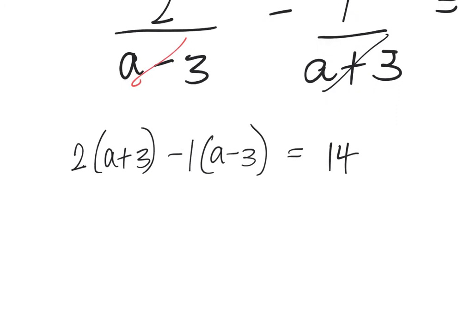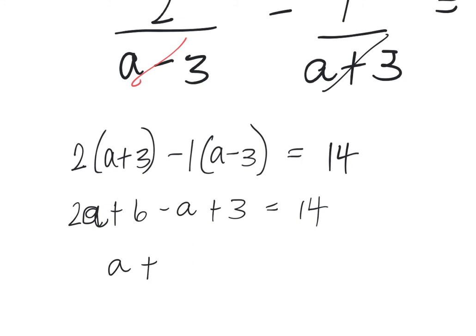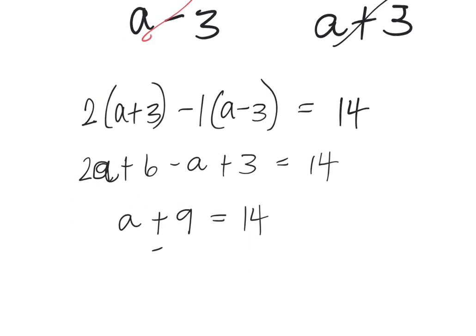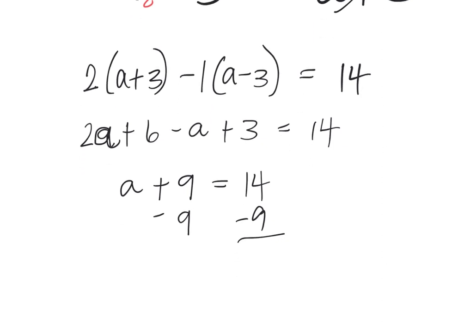We're going to distribute this out. My A's sometimes look wonky. 2a plus 6 minus a plus 3 equals 14. Combine your like terms on that left side. 2a and a minus a give us just a. Positive 6 and positive 3 give us a positive 9. And 14, we want the variable to be isolated on the left, so we subtract 9 from both sides. 14 minus 9 is 5.